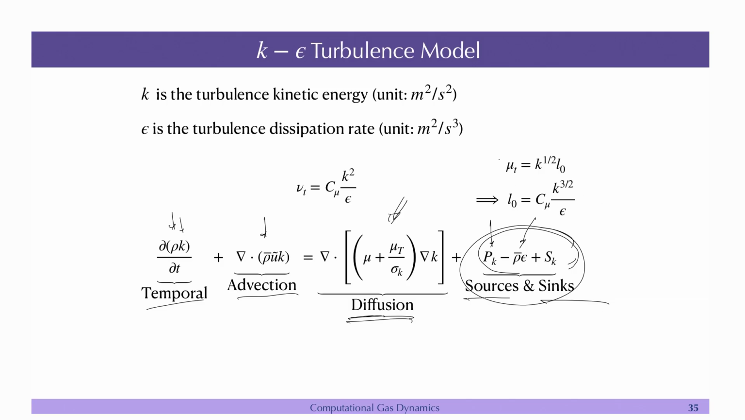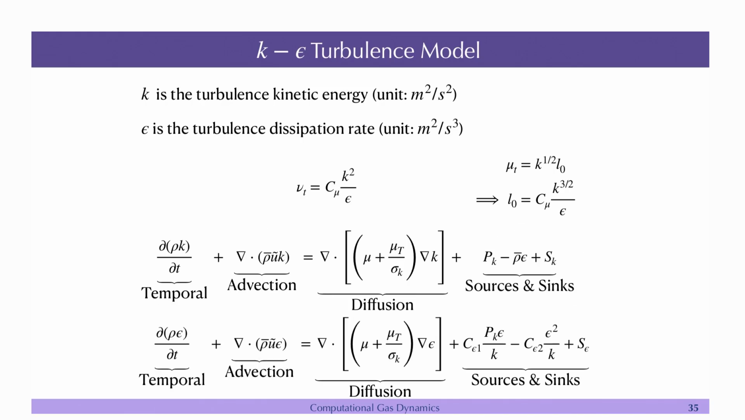There are some extra terms added here, and the dissipation equation that we have is completely modeled based on the k equation. You have temporal advection, diffusion, sources and sinks. The k is replaced by epsilon everywhere, and the sources and sinks are also accordingly modeled. Here this is P_k, this is P_k epsilon by k, and there is a quantity C epsilon 1. Similarly, rho bar epsilon becomes epsilon squared by k times C epsilon 2, and just like we had S_k, we have S_epsilon.